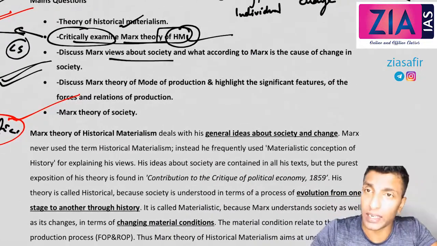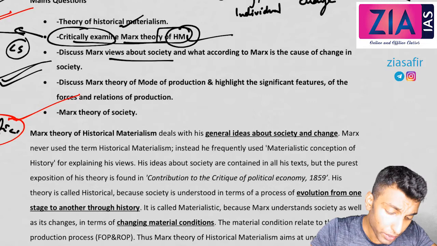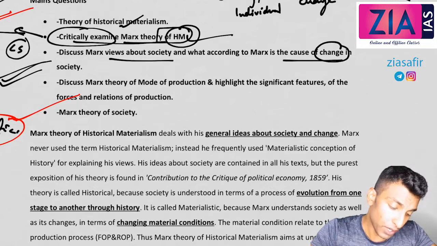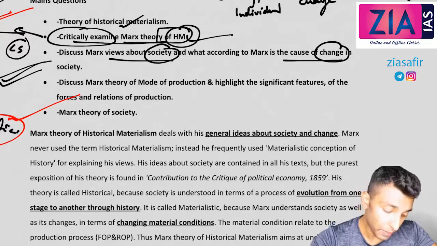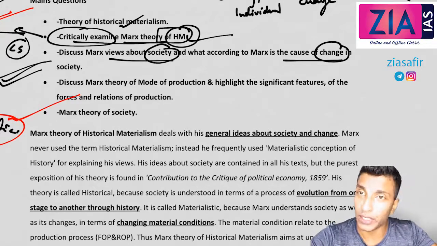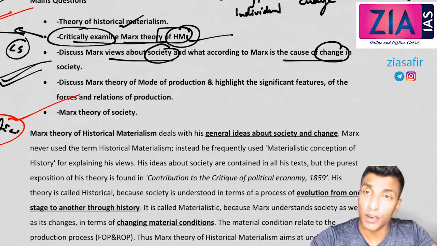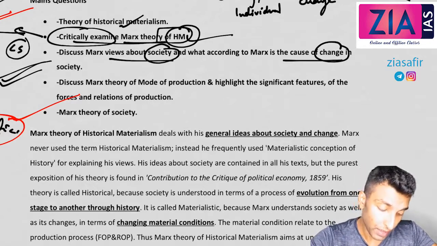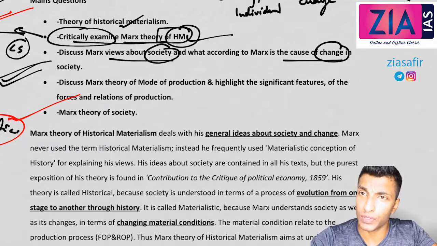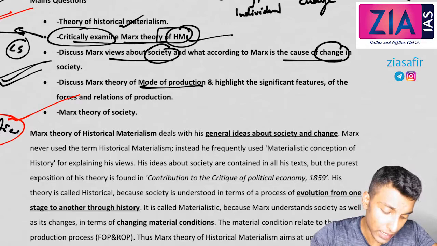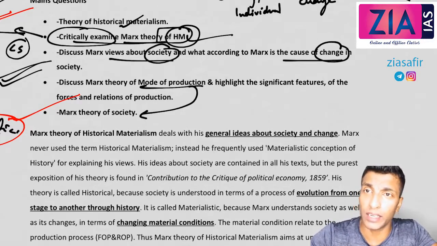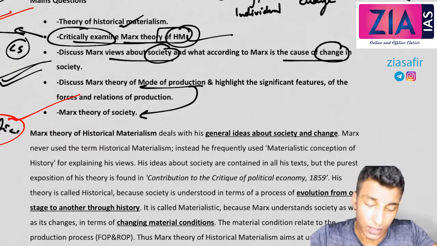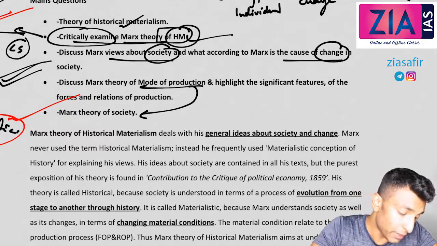Let's look at other questions. Discuss Marx's views about society, that is the first part. And according to Marx, what is the cause of change? So here views about society and change are asked separately. It is actually historical materialism only. Discuss Marx's theory of mode of production and highlight the features of the forces and relations of production. Then Marx's theory of society means also the same. It could be Marx's theory of mode of production. Mode of production and society are the same. Or Marx uses the term social formation. All are representing society only. So we will discuss historical materialism now.